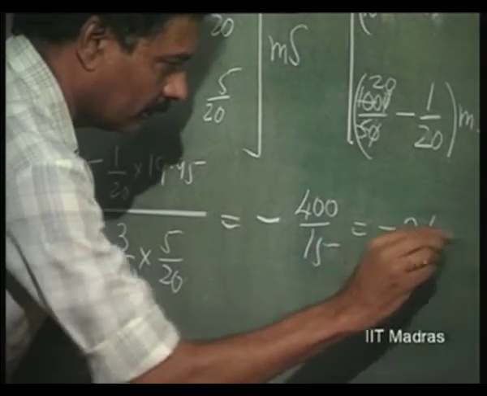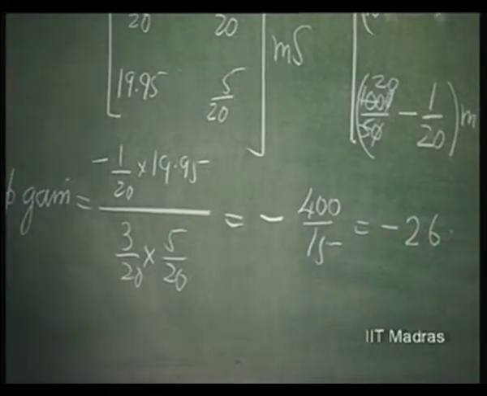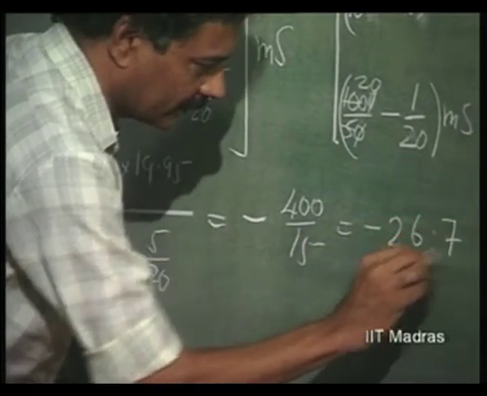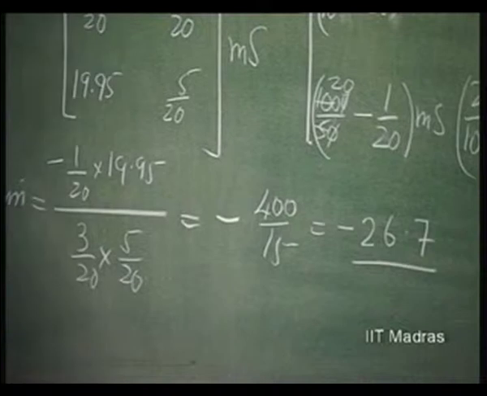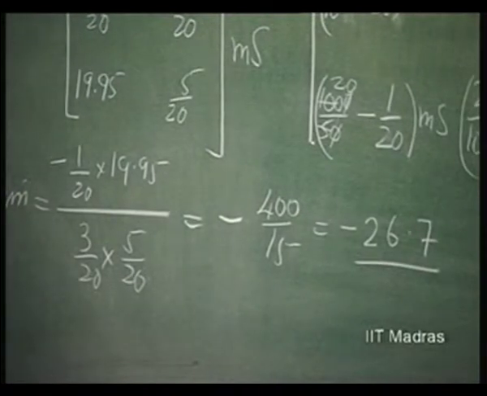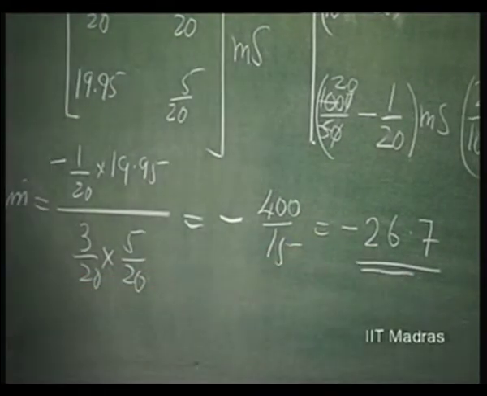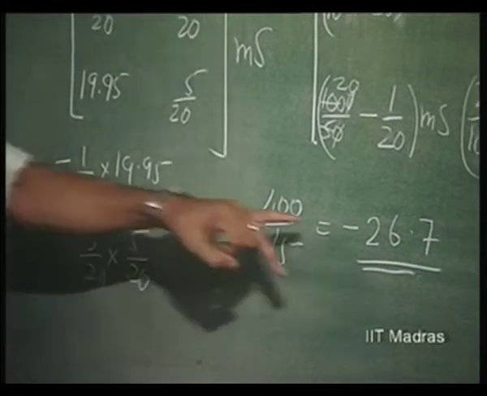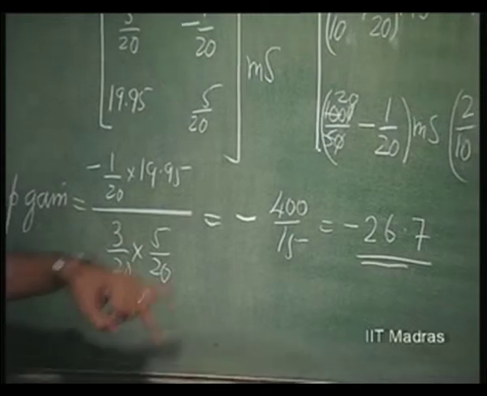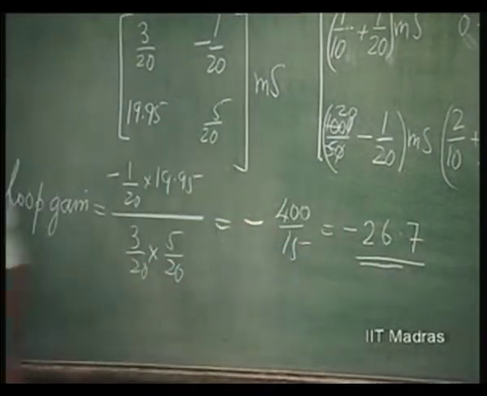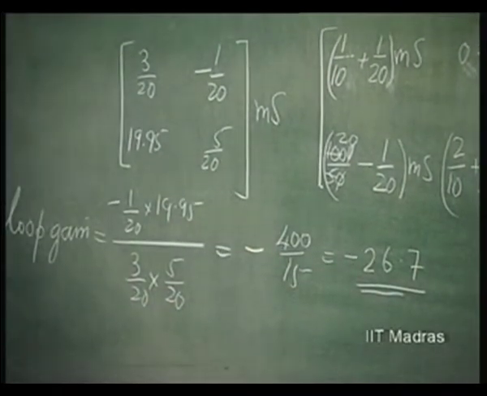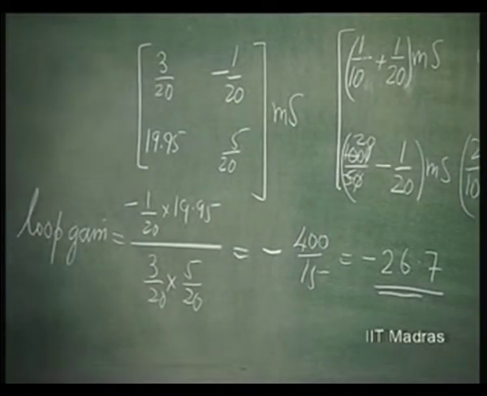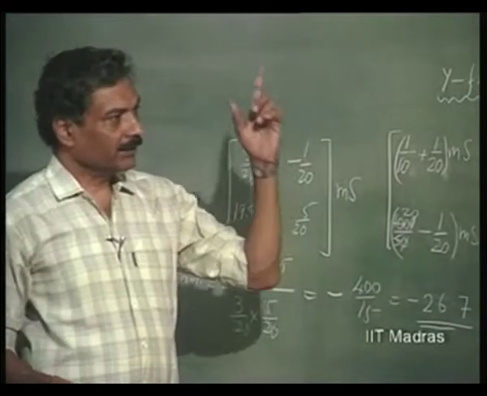26.6, 6 or 7 or whatever it is. That is the loop gain. So, it is negative, indicating that it is negative feedback, and it is much greater than 1. So, all these things are valid. So, good loop gain.